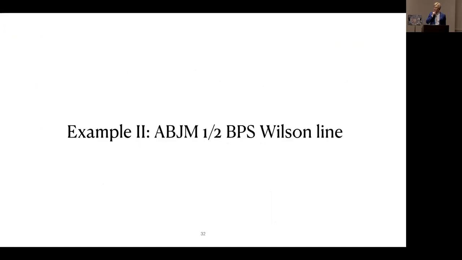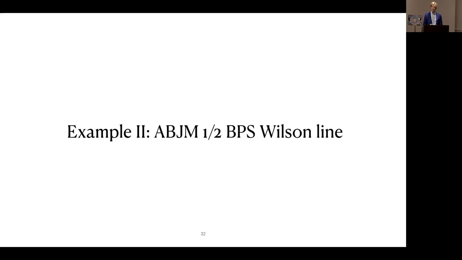So this was a slightly constructed example that didn't have as much of a physical interpretation in terms of the theories that we're interested in, but it did show some of the efficiency of this Mellin amplitude formalism.